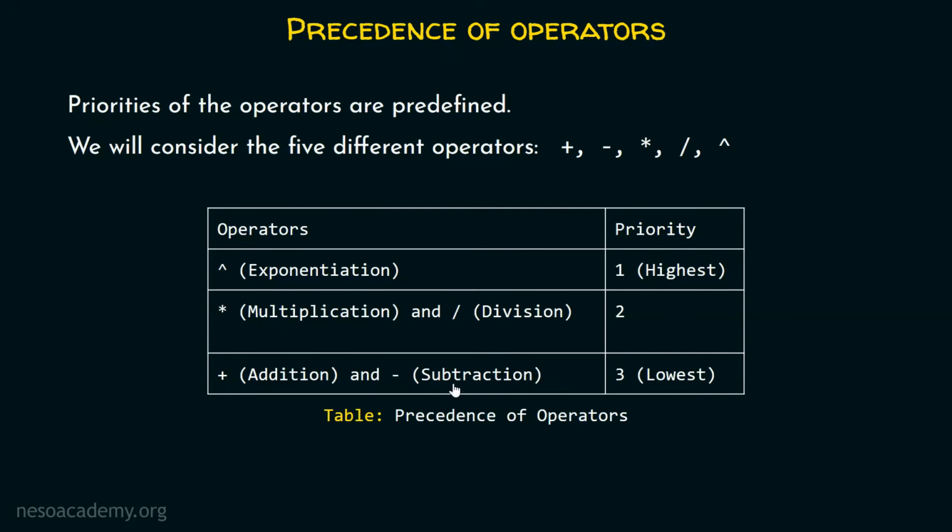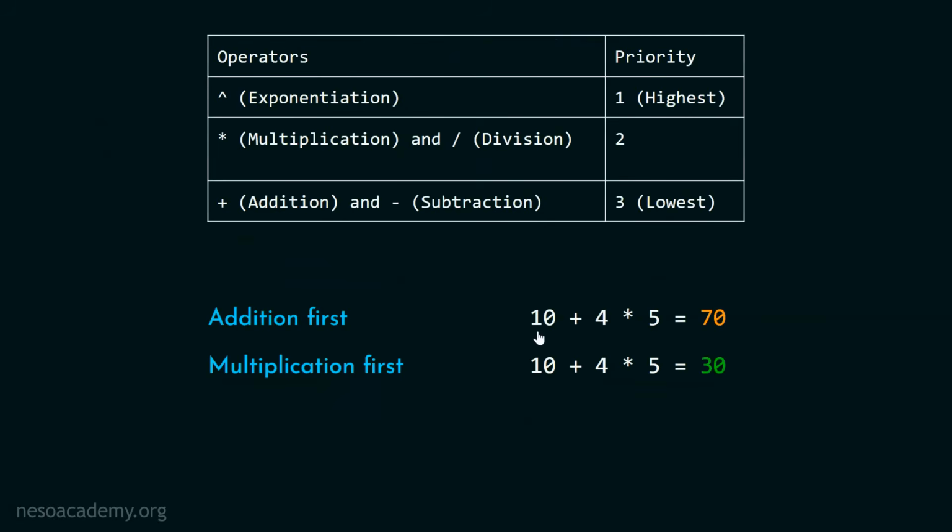So if an expression has all these operators, then we know that we have to perform exponentiation first, then multiplication and division, and then finally addition and subtraction. So it is clear that in this case, which one is correct? Which one wins?